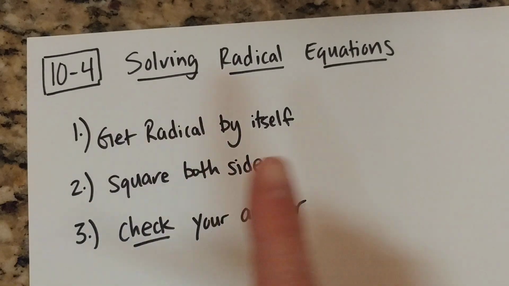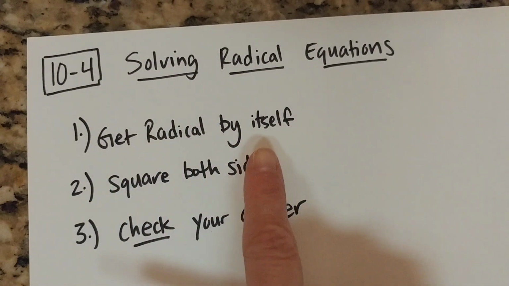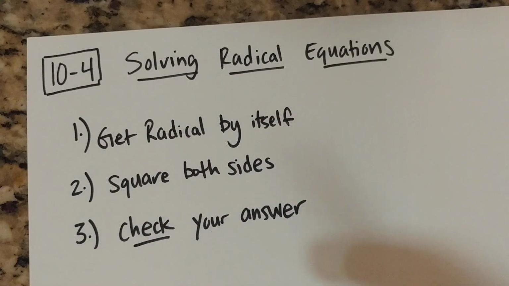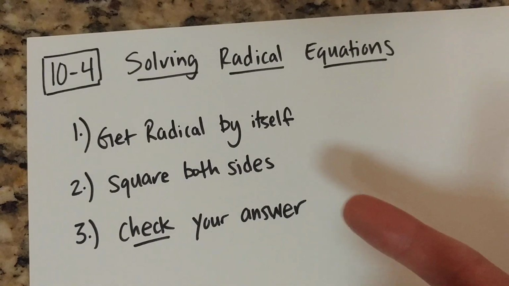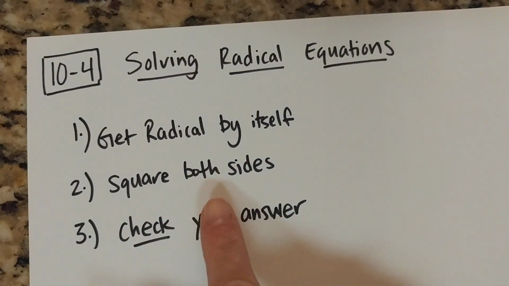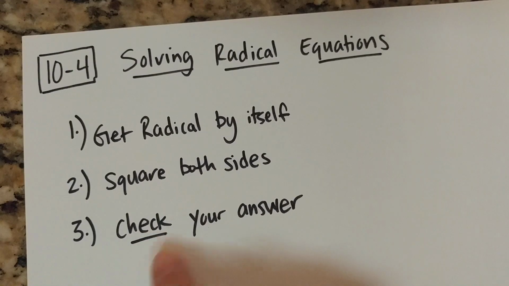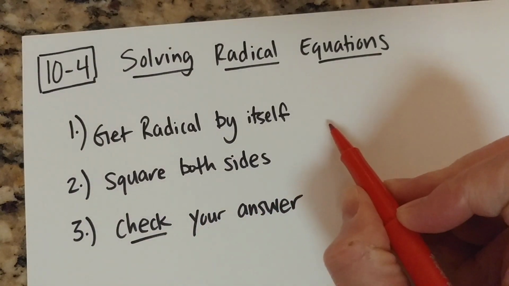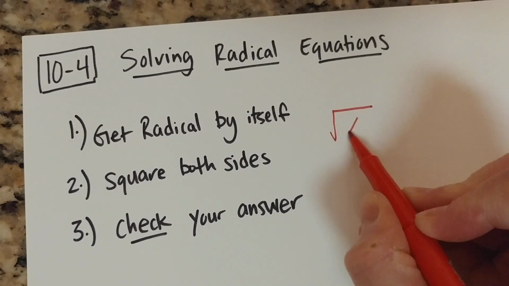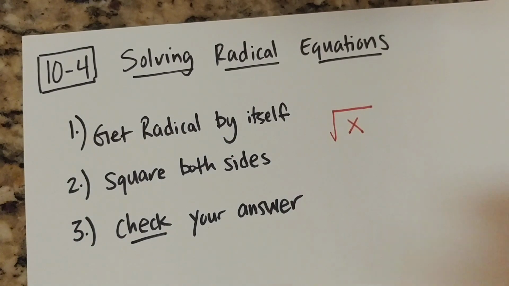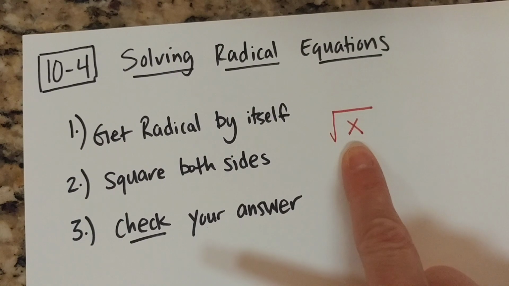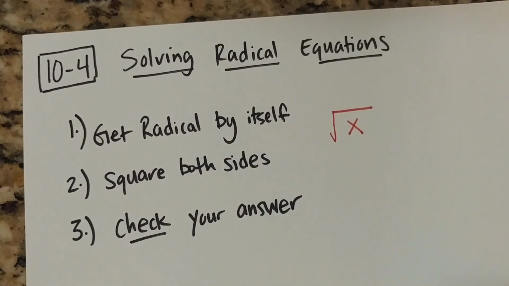When you're solving typical radical equations, you want to get the radical by itself because most often in a radical equation, the variable is under the radical. Then square both sides, and then lastly, be sure to check your answer. So the typical radical equations you'll see have the x under the radical, and that's why you want to get the radical by itself and isolate it. Now, always keep in mind checking your answers.